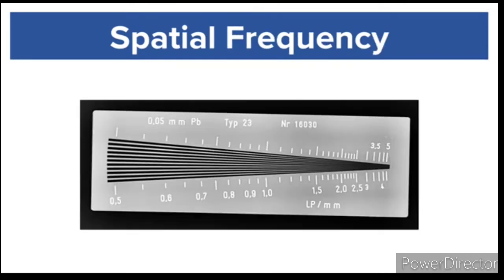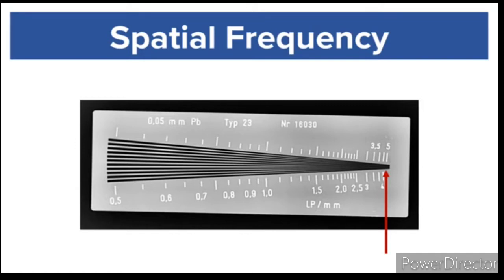Spatial resolution can be measured by way of spatial frequency. We use the expression line pair per millimeter. A line pair consists of one dark line and one light line. Where on this phantom do the lines begin to blur together? At that point, you would say, the spatial resolution has gotten so low that I can't differentiate the two objects.